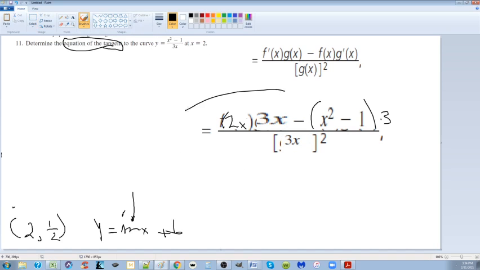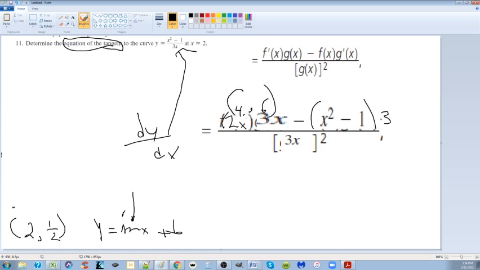I can now have a working formula for the derivative of this y. So that means I can take this 2 and plug it in. When 2's plugged in there, I get 4. Times, when 2's plugged in there, I get 6. And that's why the brackets were important, because this minus is a separate process.